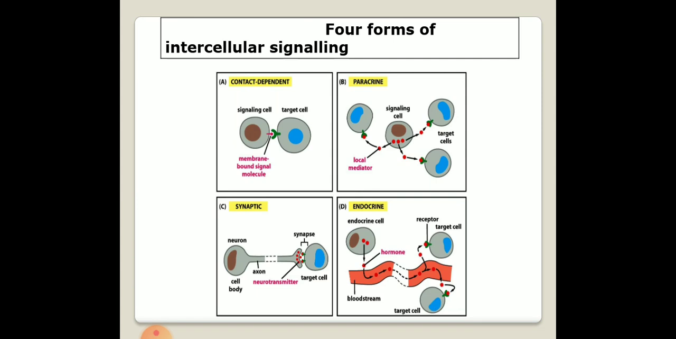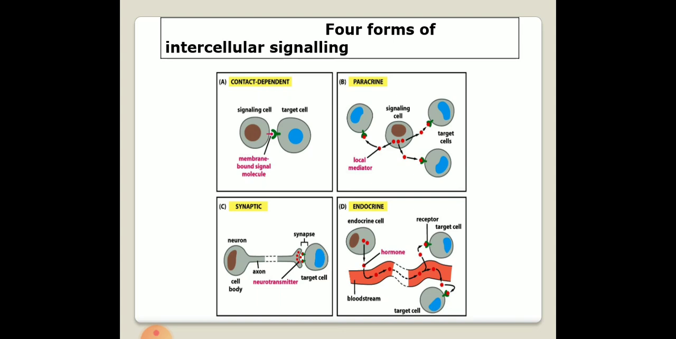If we look into the first one, it is called contact dependent. Contact dependent means we have a signaling cell and a target cell. Target cell is the type of cell which expresses the receptor, and the signaling cell gives the signal. From the term we can understand. Here what happens, the signaling cell which is giving the signal and the target cell having the receptor specific for that signal, they are in direct contact. Thus it is called the contact dependent form of signaling. The second type is paracrine.